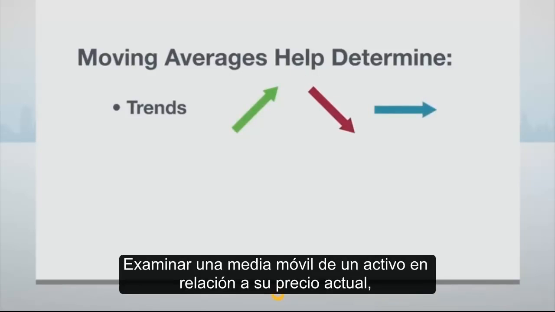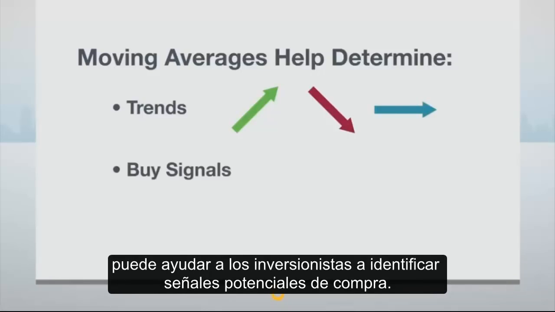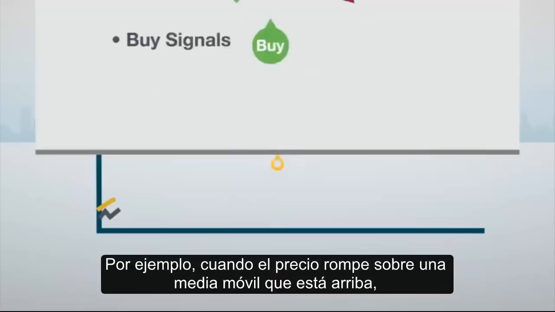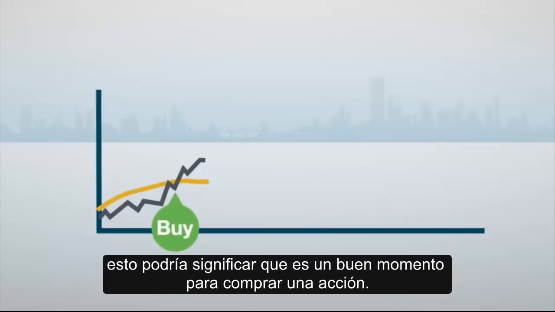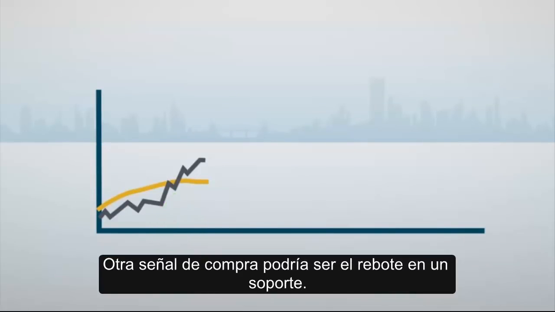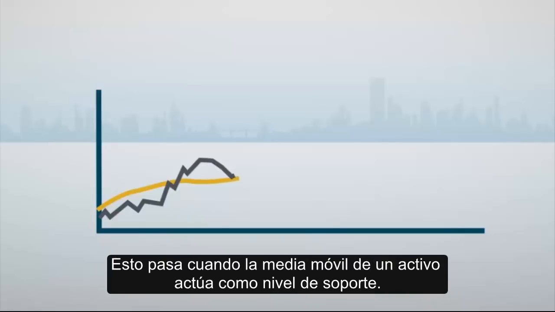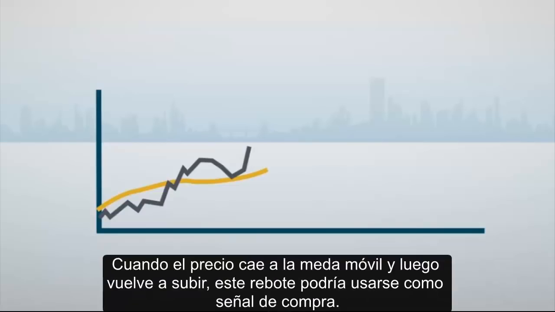Examining a security's moving average in relation to its current price can help investors identify potential buy signals. For example, when a price breaks above an upwardly sloping moving average, this could mean it's a good time to buy a stock. Another buy signal could be a support bounce. This is when the security's moving average acts as a support level for the price. When the price comes down to the moving average and then rallies up again, this bounce could be used as a buy signal.